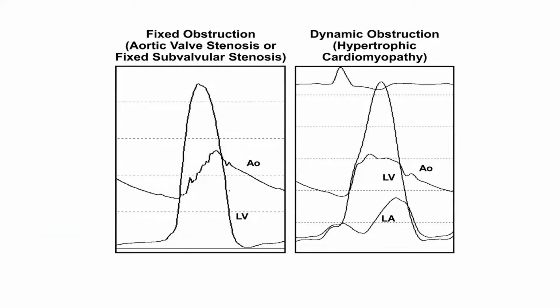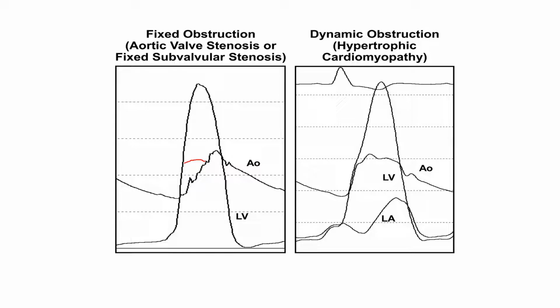Now, I want one of you to explain to us this signal versus this signal. Yes, we know this is fixed obstruction of aortic stenosis, and this is dynamic obstruction of HOCM. Can anybody explain this and this? In case of aortic stenosis, there is slow rising. Slow rising, good. This is the slow rising.